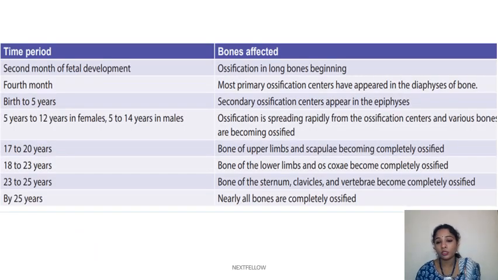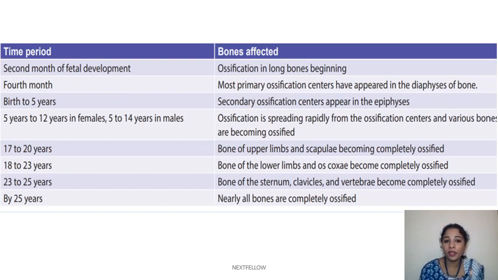So that was about the ossification of long bones. Now let's see each time period and which bones get affected. In the second month of fetal development, the ossification of long bones usually begins, and by the fourth month most primary ossification centers have appeared in the diaphysis. Usually we say during the 6th to 8th week of intrauterine life we see the appearance of all primary centers. The first one to ossify is the clavicle. The primary ossification center for the clavicle appears during the 6th week of intrauterine life.